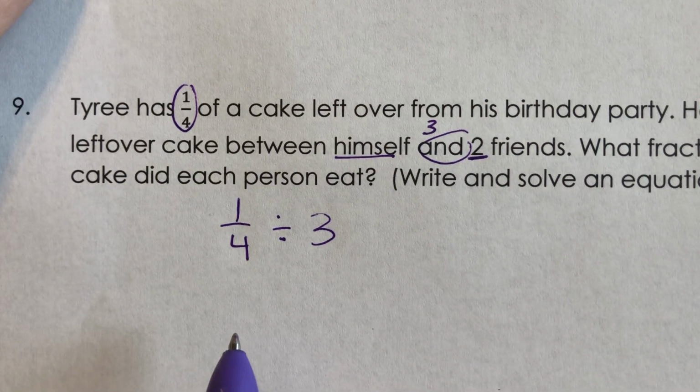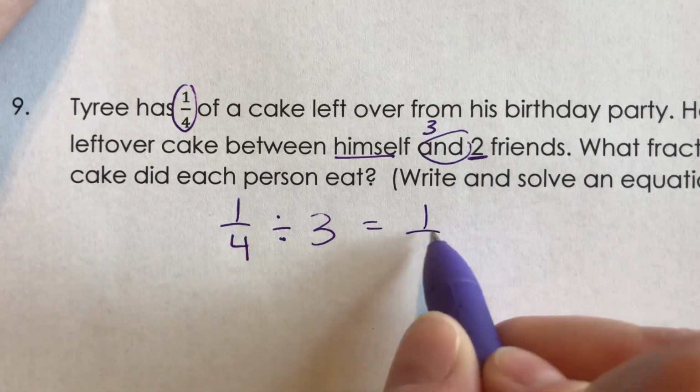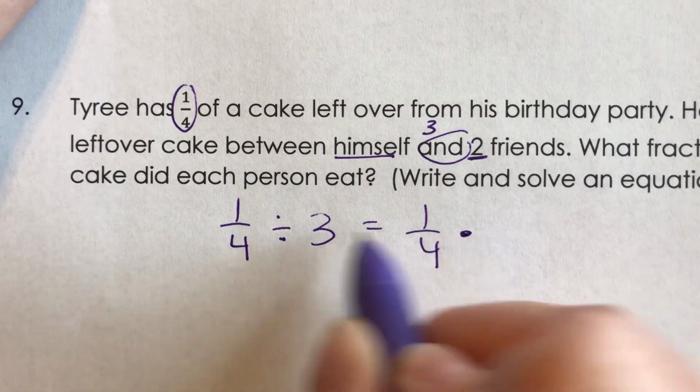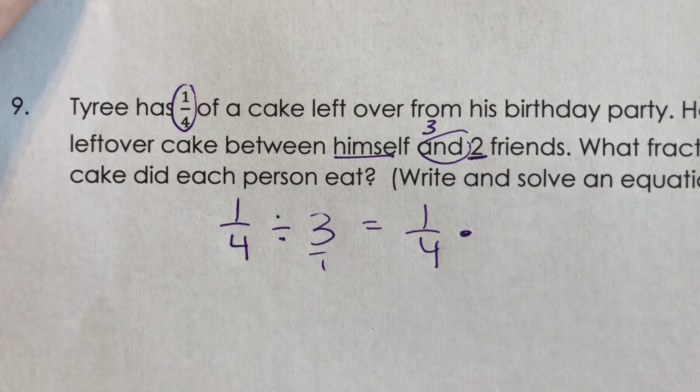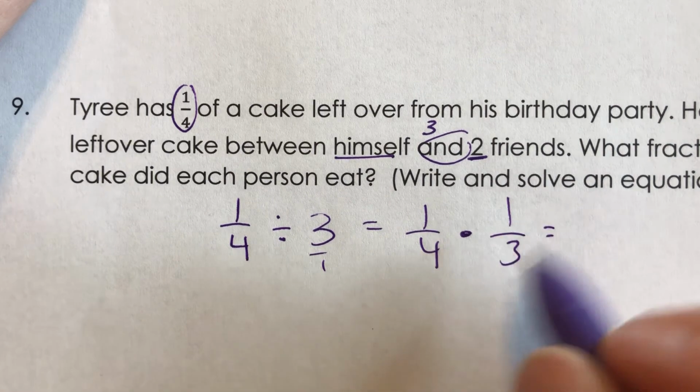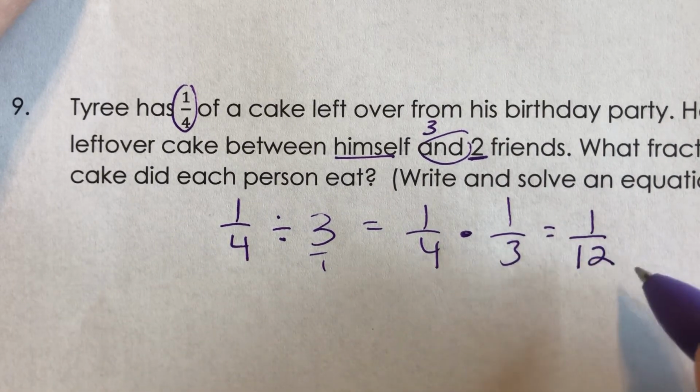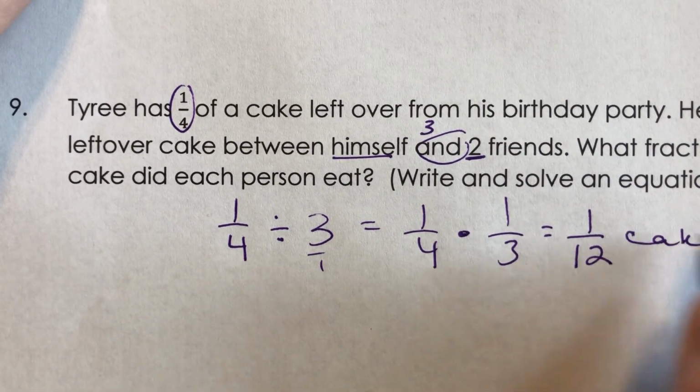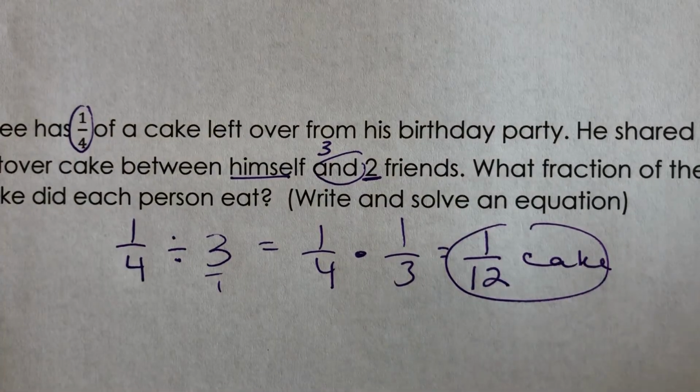Okay, he wants to have his cake and eat it too. So leave your 1/4 alone, and we are gonna multiply that by the reciprocal of 3, which is 1/3. And each person would get 1/12 of the cake. And you are done, my friends.